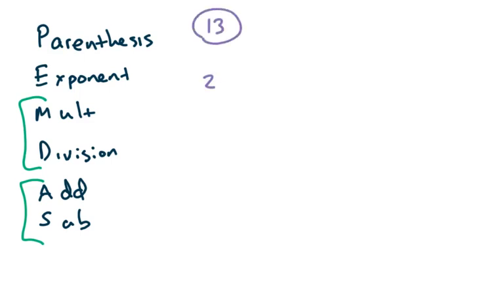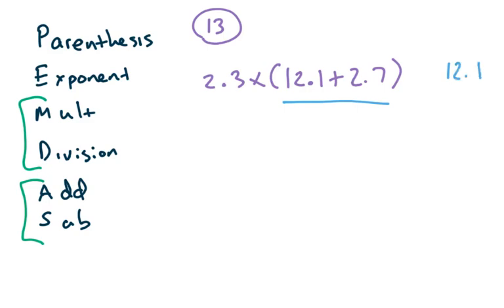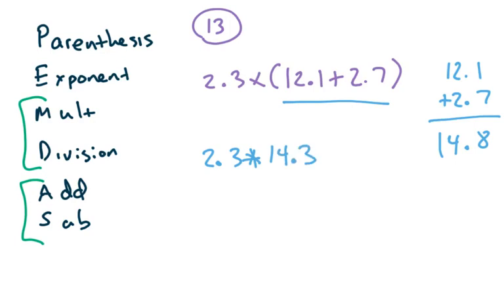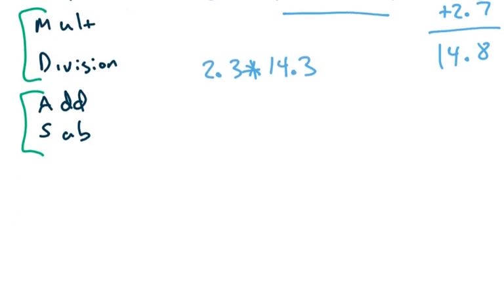So 13 says 2.3 times the quantity 12.1 plus 2.7. So we are told to do parentheses first. This is going to be 12.1 plus 2.7. We're going to add them up, and we get 14.8. So we're left with 2.3 times 14.8, and now we're just going to multiply them. So we're going to do 14.8 times 2.3.